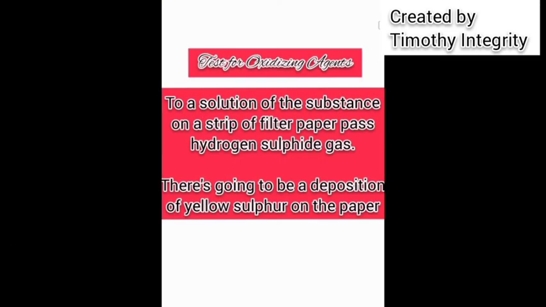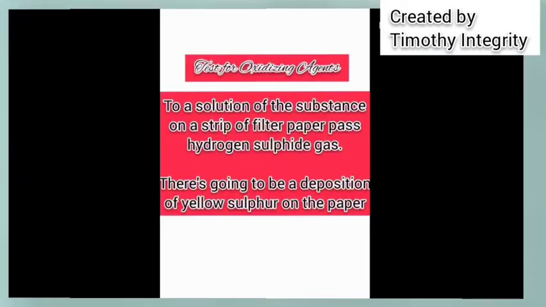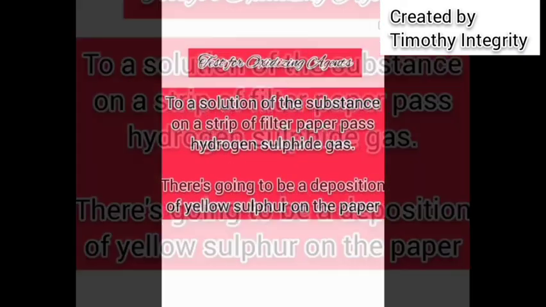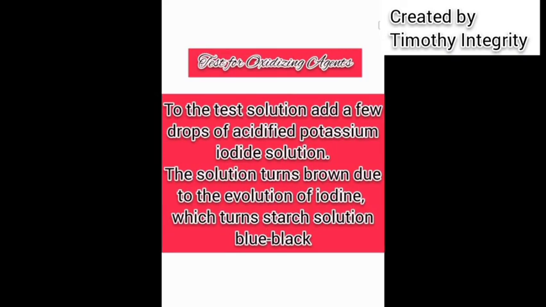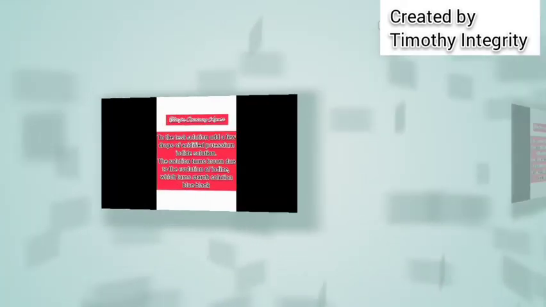Now, tests for oxidizing agents. Pass hydrogen sulfide gas through the solution of the substance on a filter paper. There will be a deposition of yellow sulfur. And the second test for oxidizing agents is as follows. Add a few drops of colorless acidified potassium iodide solution to the test solution. The solution would turn brown due to the evolution of iodine, which turns starch solution blue-black.